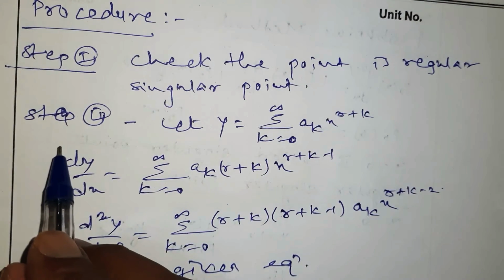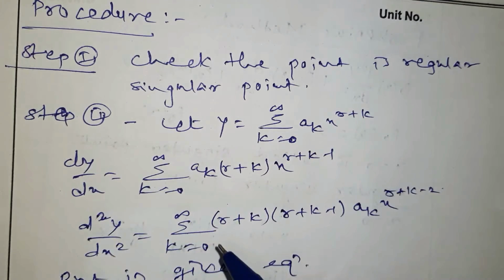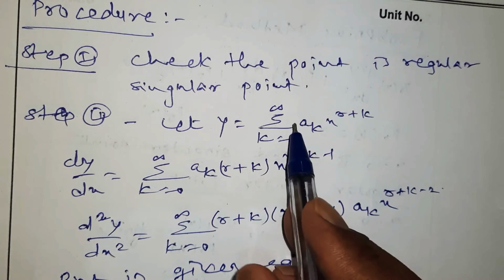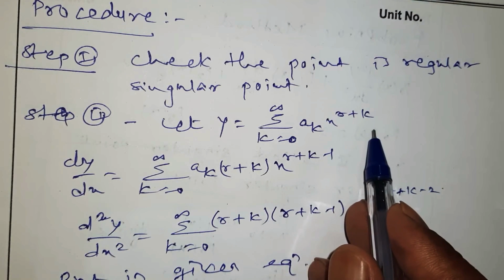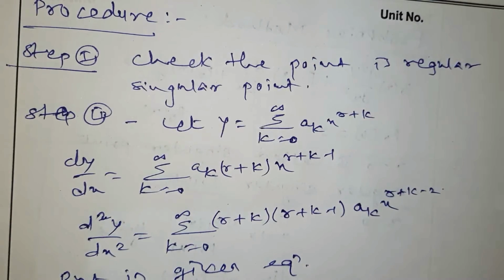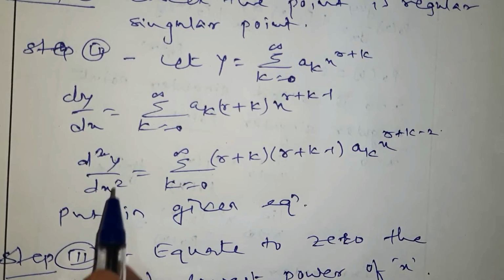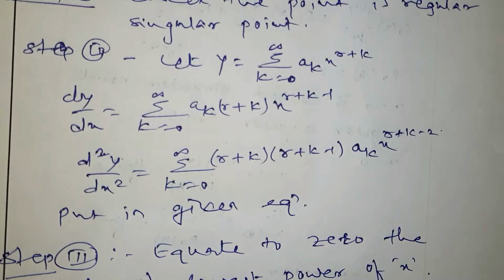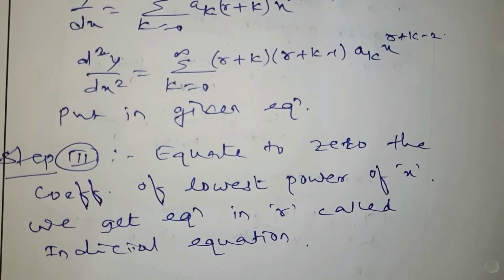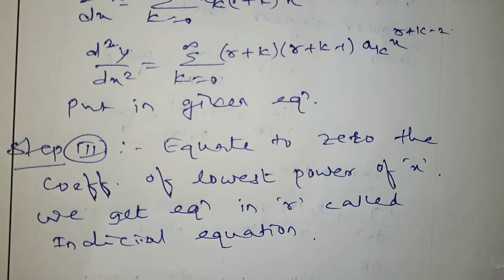And next one is step second. Take that solution, y is equal to summation k equal to 0 to infinity ak x raised to r plus k. Then its two derivatives dy by dx and d square y by dx square as we discussed, and put these values in the given equation. That is our step second. Understood? Then step third, very important one. Step third decides the answer.